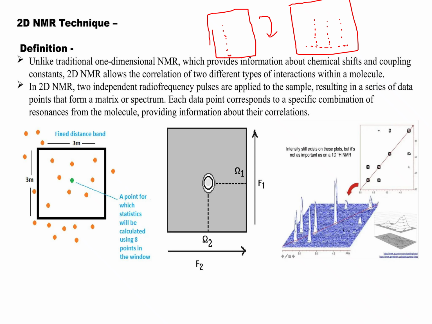Like that, the 2D NMR technique is also available. The 2D NMR technique provides information about the chemical shift and coupling constant. 2D NMR allows the correlation of two different types of interaction, so it provides the correlation. Two independent radio frequency pulses are applied to the sample, resulting in a series of data points that form a matrix or a spectrum. Each data point corresponds to a specific combination of resonances.